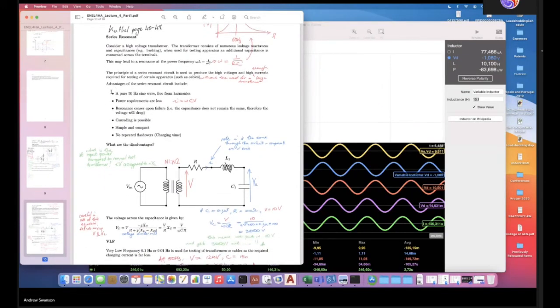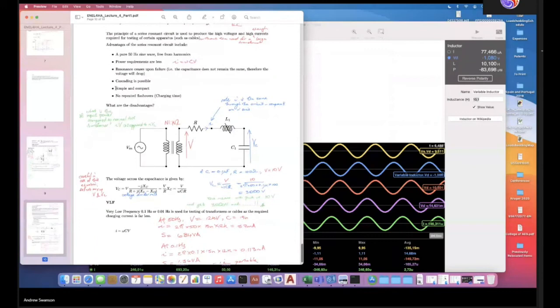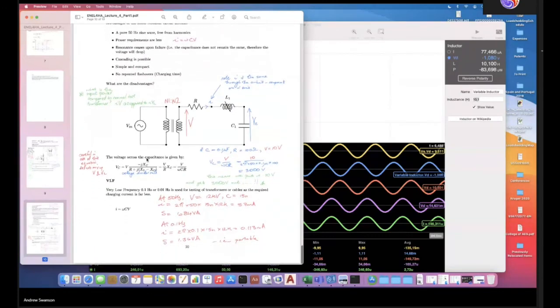Some advantages: it produces a pure 50 hertz sine wave. So it's not going to put harmonics onto the system because it's only resonating at 50 hertz. We'll look at the power requirements just now. It's simple and compact.